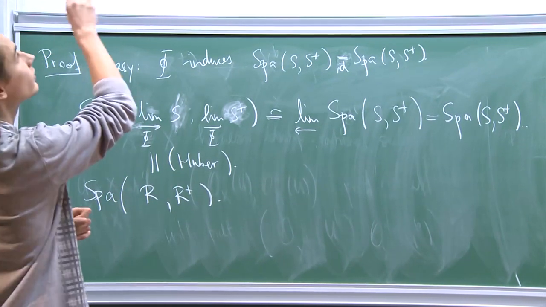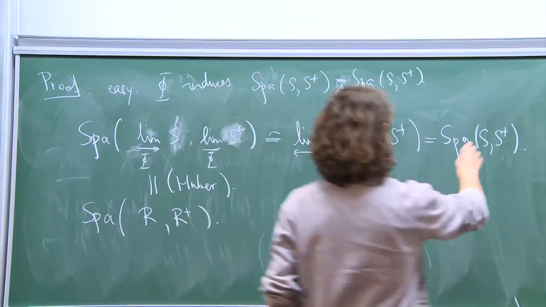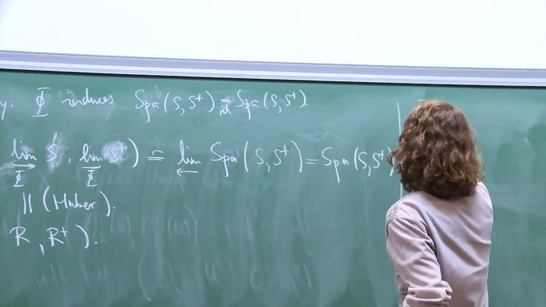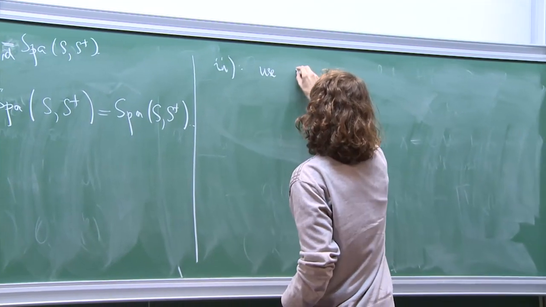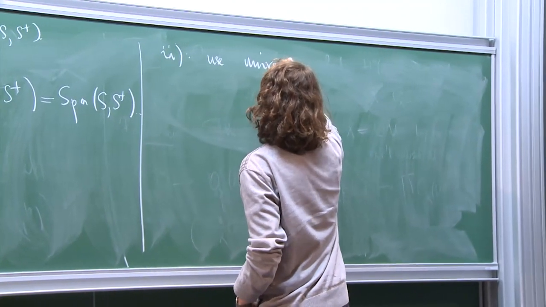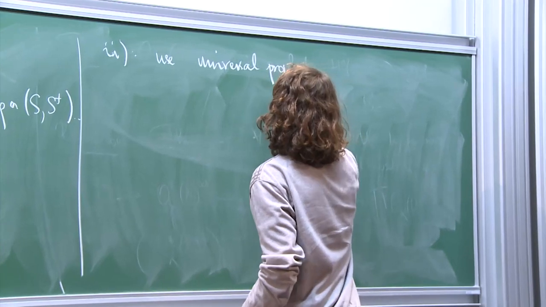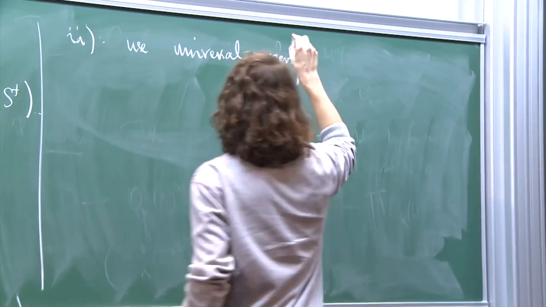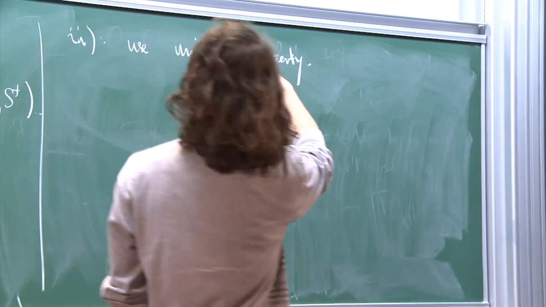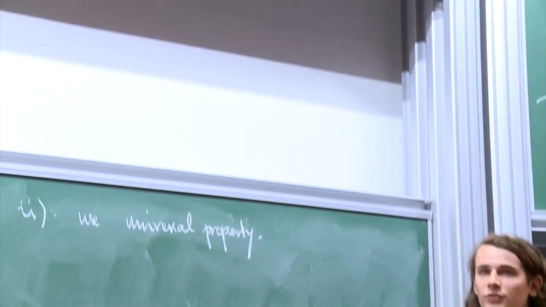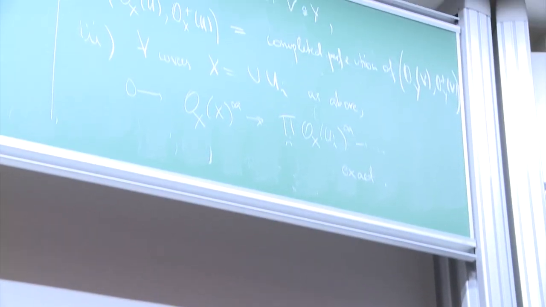Okay, and then for two, so this gives one. For two, it's enough to use a universal property. The completed perfection of this ring will be a perfectoid affinoid K-algebra. And it's clear that it's the universal perfectoid affinoid K-algebra with the property that this morphism factors over U.